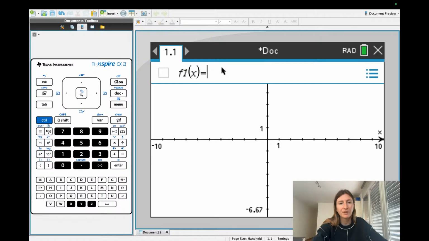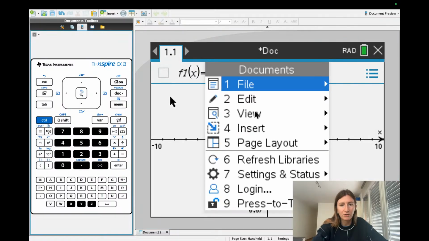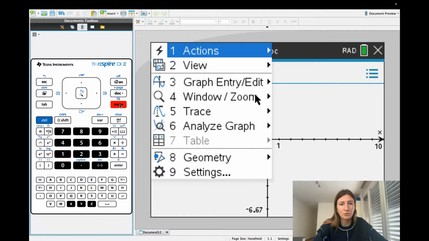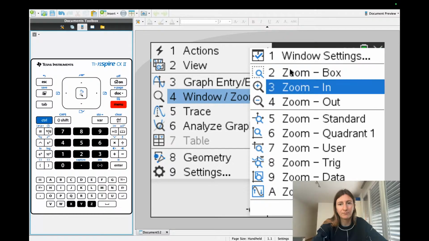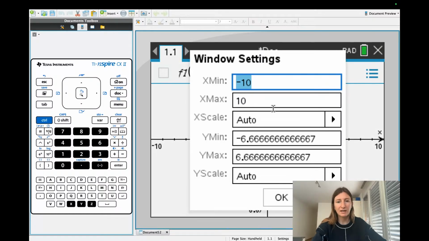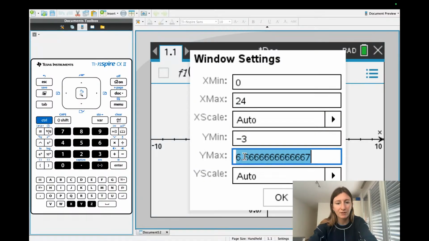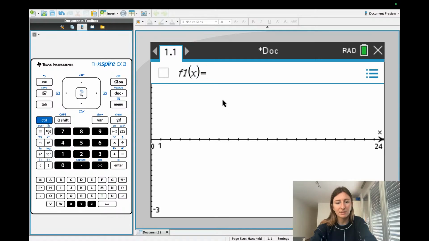Remember to change the window, because that really helps. Go to window settings and set it between 0 and 24, because if you type in your graph and nothing pops up, it's because of the window settings. So it's really important that you make sure this is appropriate and not too small. Make it within the bounds so that you can see it, like sine.